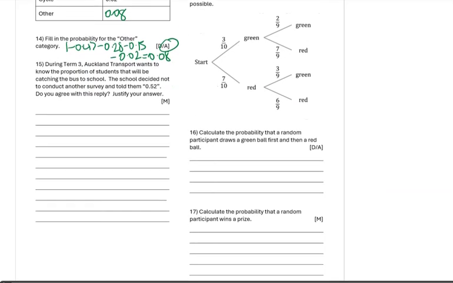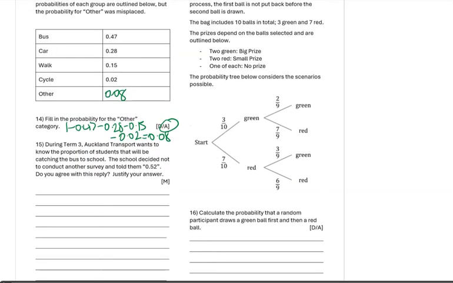So scrolling down to question number 15. During term 3, Auckland Transport wants to know the proportion of students who are catching the bus to school. The school decided not to conduct another survey and told them 0.52. Do you agree with this response?